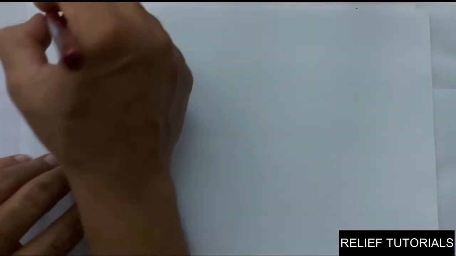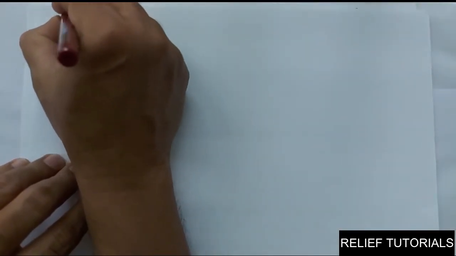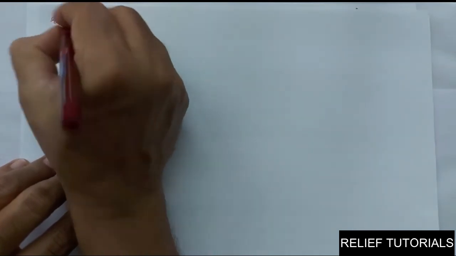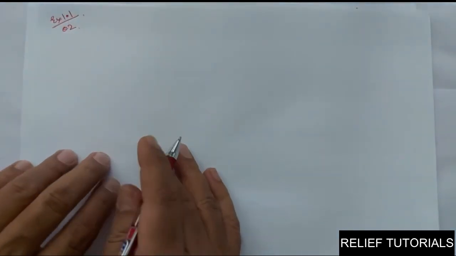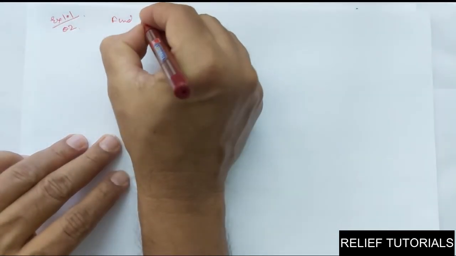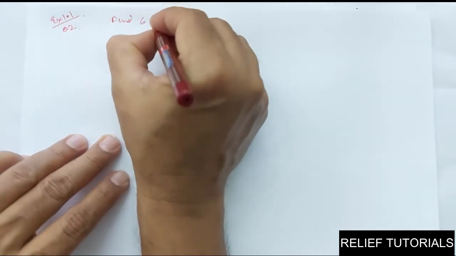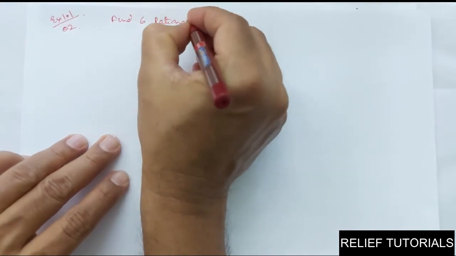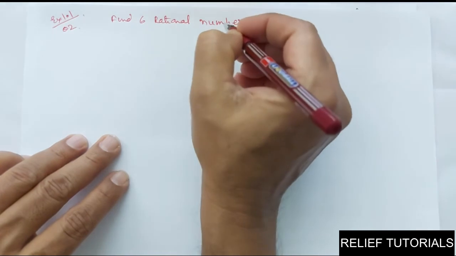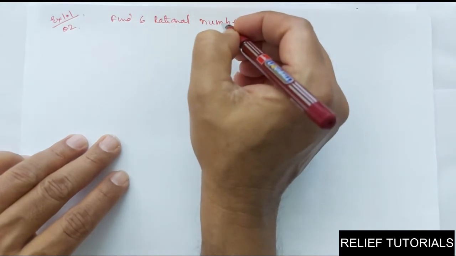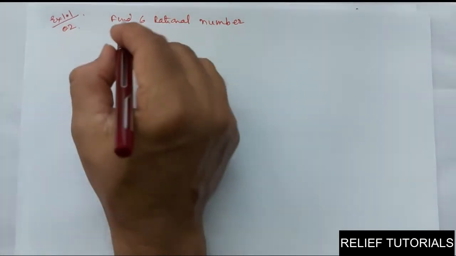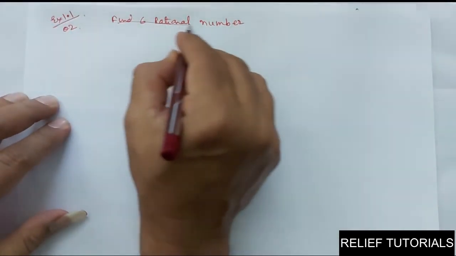See now, same exercise 1.1, question number 2. What is that? Find 6 rational numbers. Sorry, we have done this. Okay, I'm sorry, we have already covered this in 1.1. We have this completed.